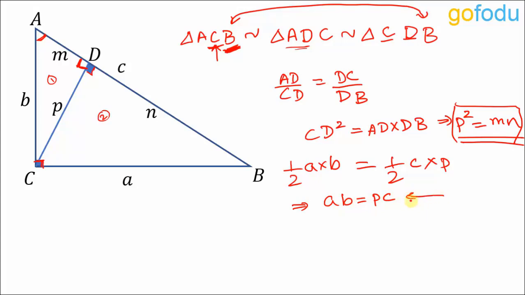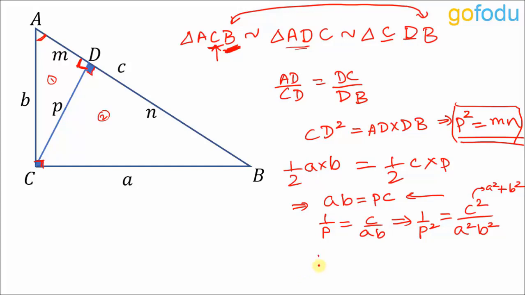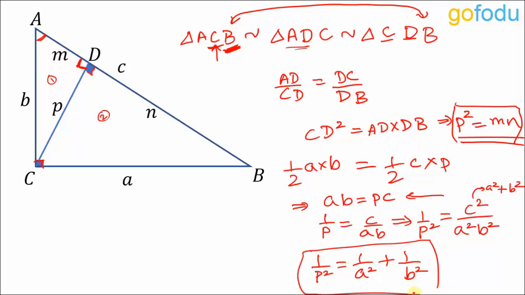This is another result which can further be simplified as 1 upon P is equal to C upon AB. If I square both the sides, I will get 1 upon P square is equal to C square upon A square B square. Now C square in this right triangle will be equal to A square plus B square, Pythagoras theorem, right? So C square can be written as A square plus B square, and we will get, I am writing the final result, 1 upon P square is equal to 1 upon A square plus 1 upon B square. This is another important property.